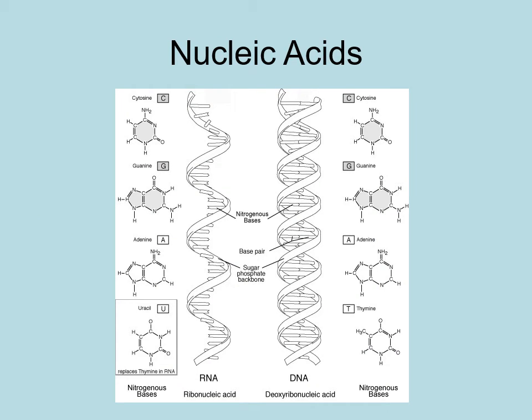So here you can see our bases. We have cytosine, guanine, adenine, and uracil for RNA, and then cytosine, guanine, adenine, and thymine for DNA. We'll get more into this when we get to the DNA part of our lessons.